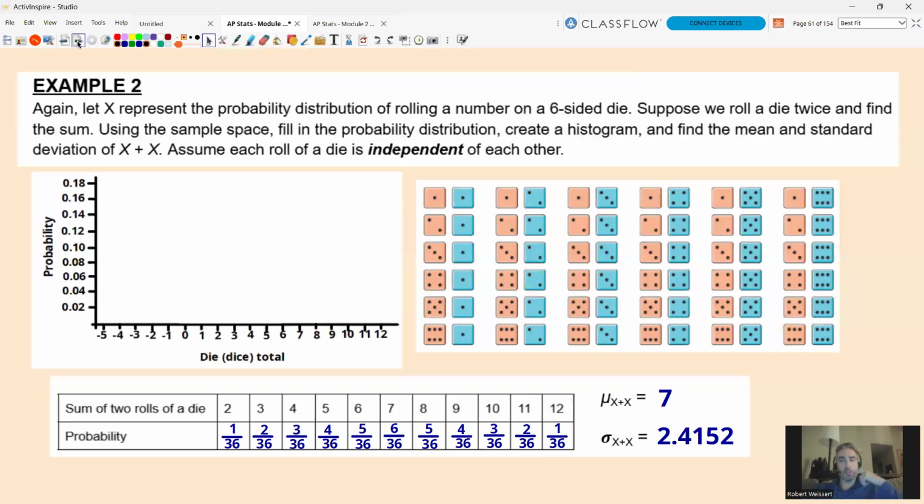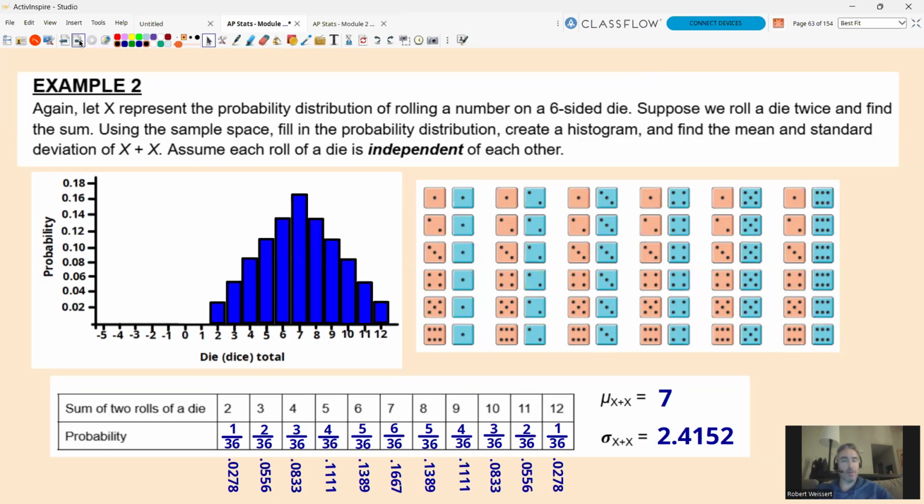All right, so here we go. 7 and 2.4152 are my new mean and standard deviation of my combined random variables, which is rolling one die twice and adding them together. I have my decimals there, so that way I can draw a nice little histogram and notice that it's not uniform, but it is still symmetric, centered around 7.